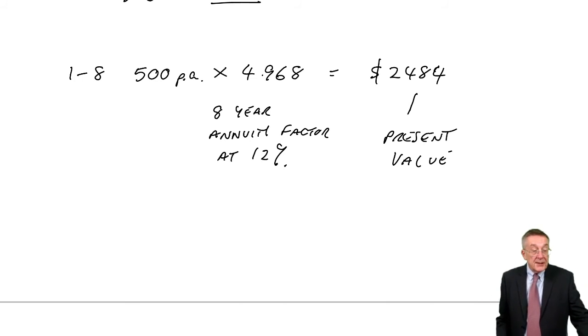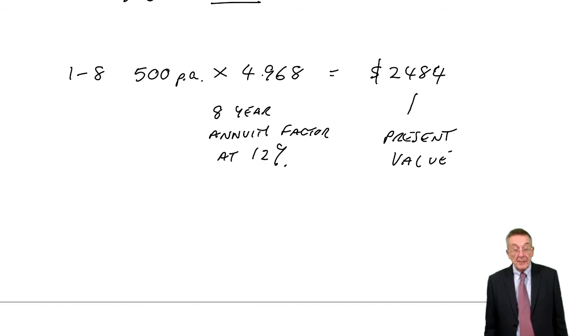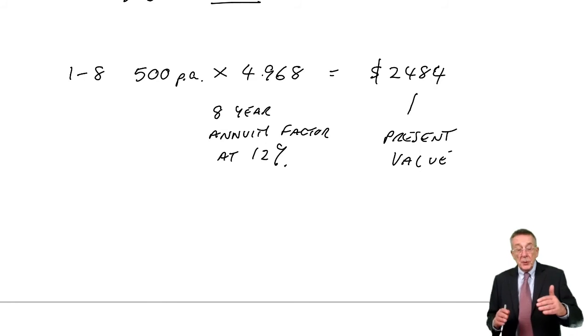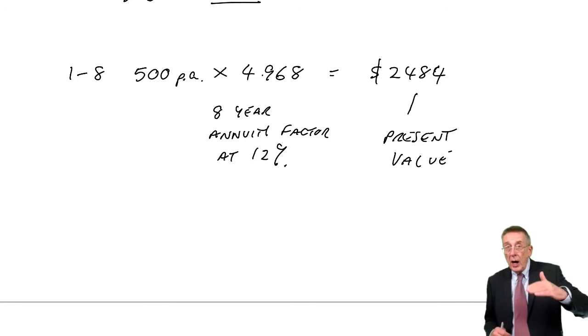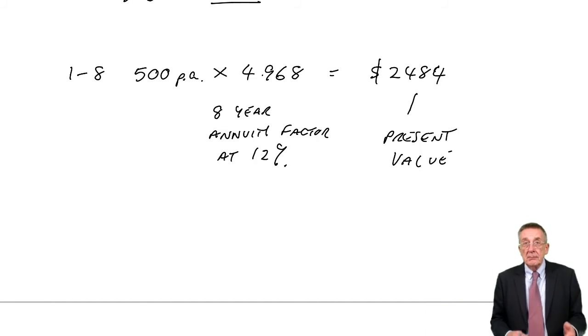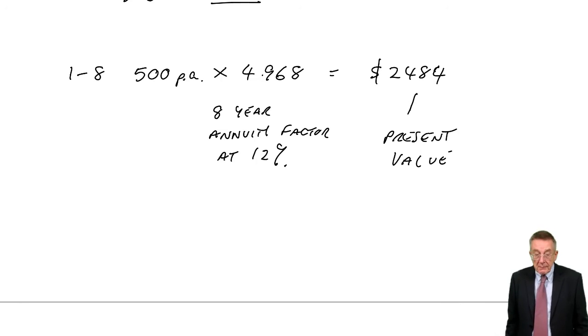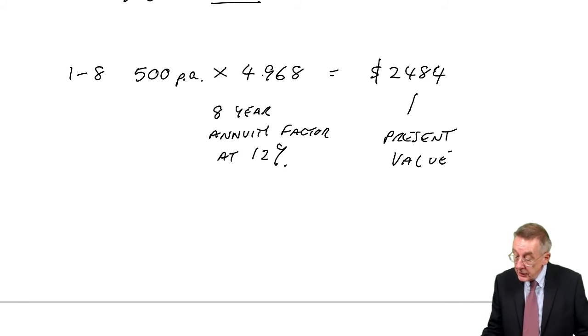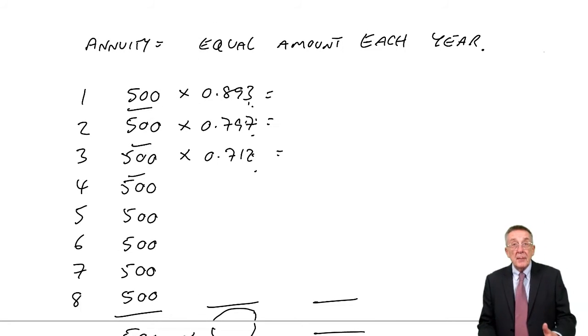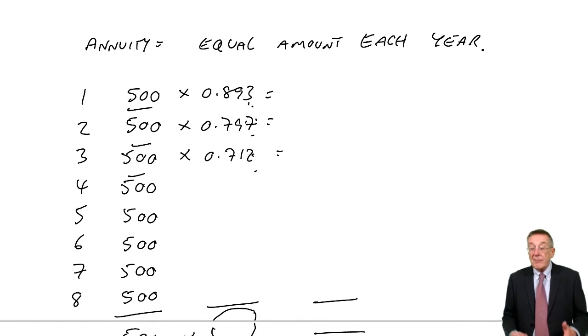Now, do be careful in the exam, these two tables. It's very easy to pick the wrong table by mistake. The present value table is what we use when we're just discounting one amount: 500 in 3 years' time, or 600 in 10 years' time, and so on. The annuity table is used when we're receiving an equal amount each year for several years.